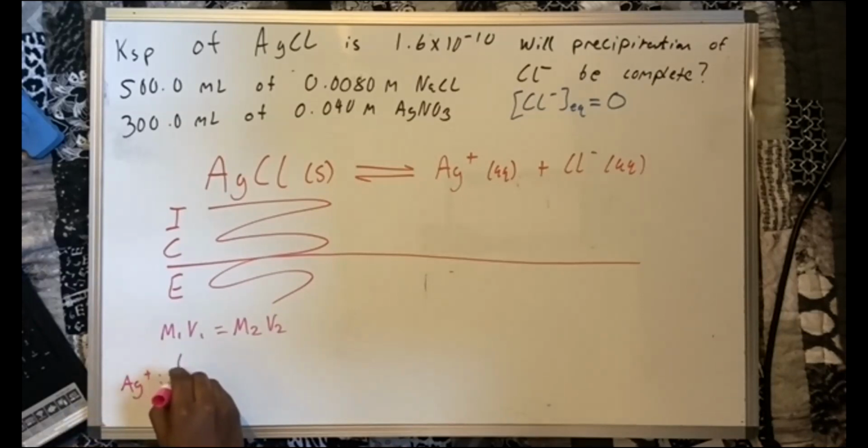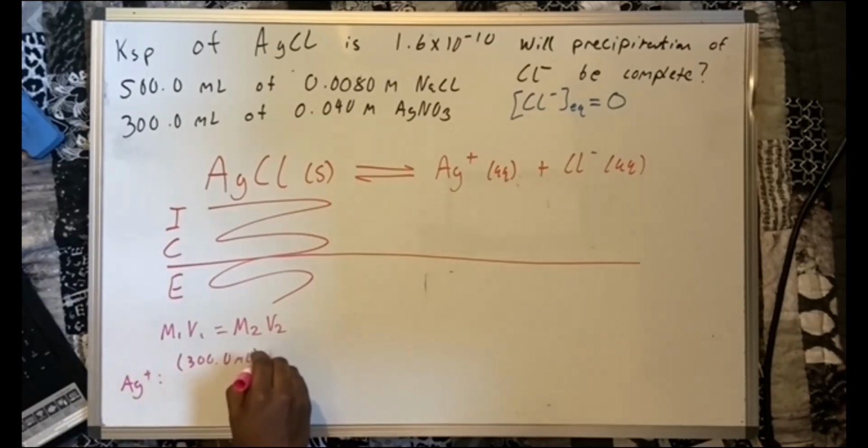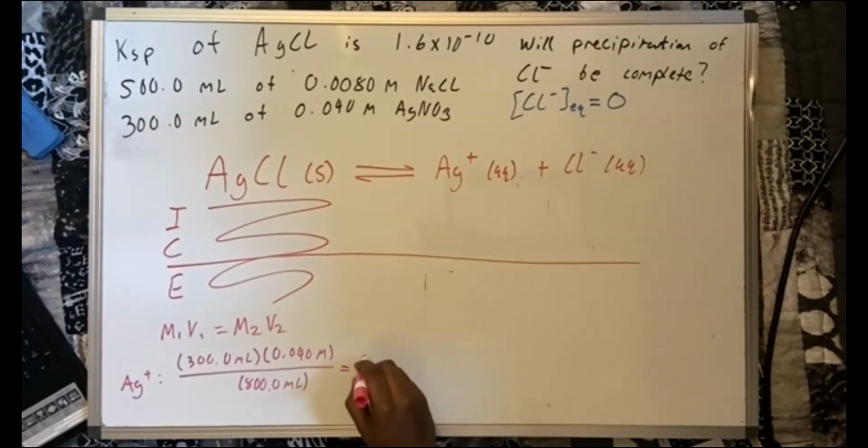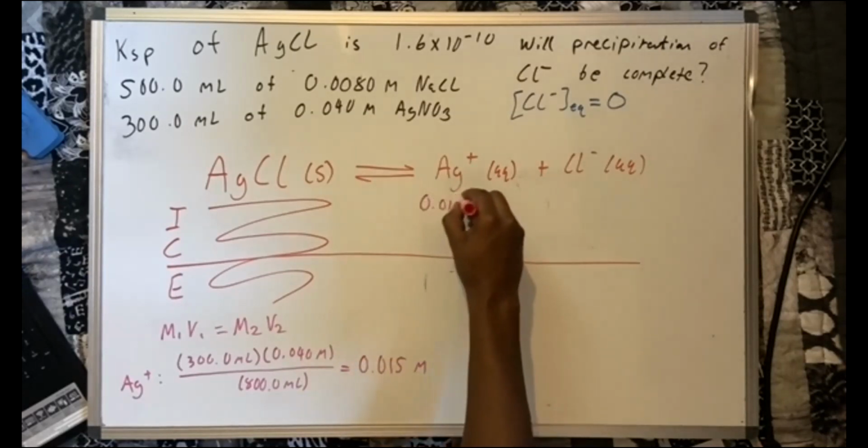So for my Ag plus, my V1 is 300 milliliters and my M1 is 0.040 molar, over my total volume, which is going to be 800 milliliters. 300 times 0.040 divided by 800 gets me 0.015 molar. Okay, 0.015.